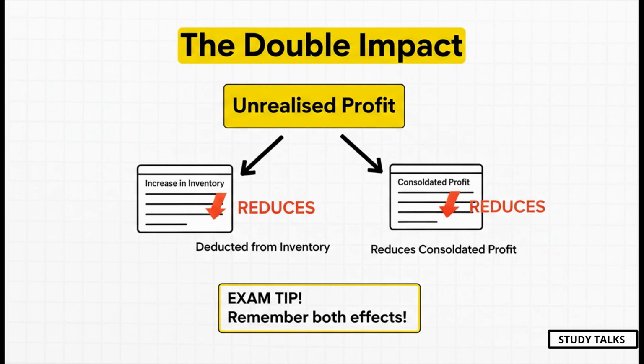Now listen up, because this is the really crucial part. Where does this 4 lakhs go? It has a double impact. First, you reduce the value of the closing stock on the balance sheet, which reduces the increase in inventory line in the P&L. And second, you reduce the consolidated profit directly. You have to remember this double entry effect. It's absolutely non-negotiable if you want to get the right answer.